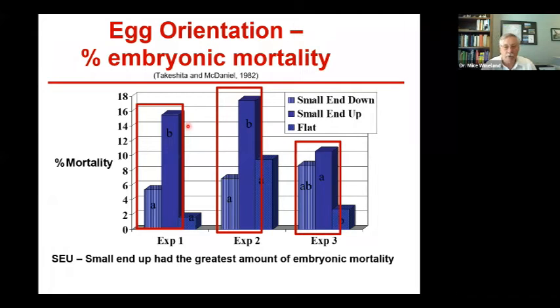Looking at percent mortality. This is small end up. You can see a drastic increase in mortality in his first trial compared to where the small end is down. His second trial showed the same, as well as his third trial showing similar results. So increased embryonic mortality, as most hatchery people already know, is happening.